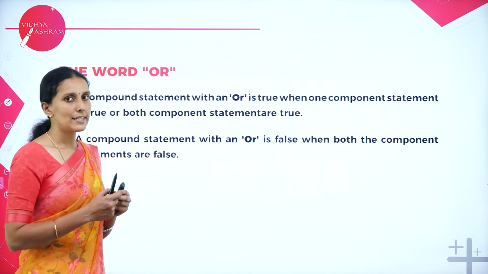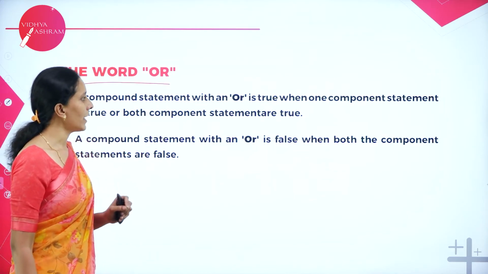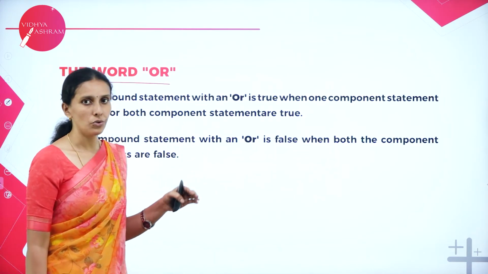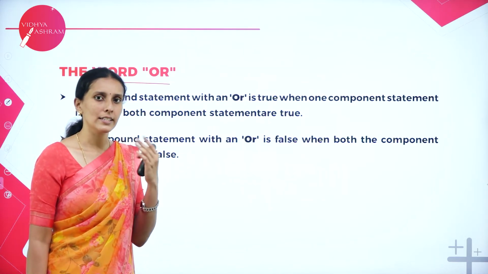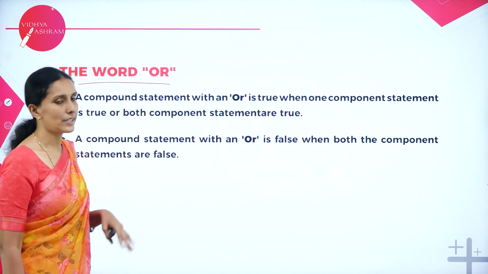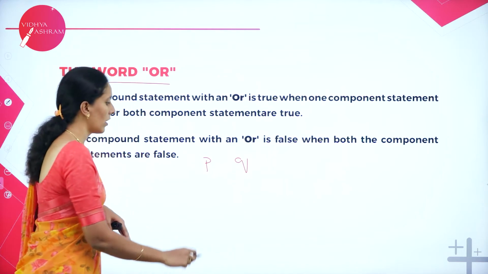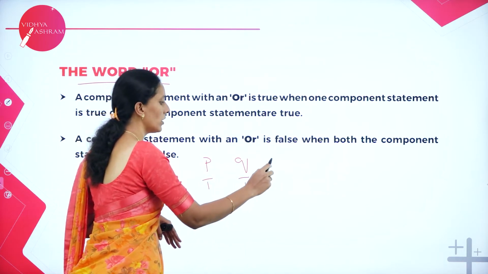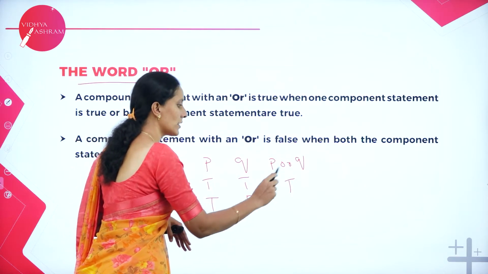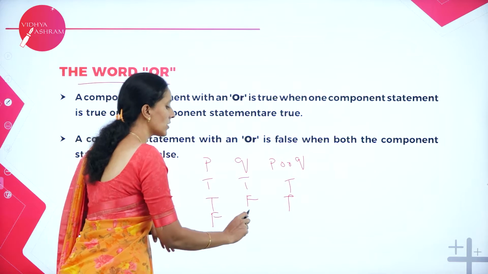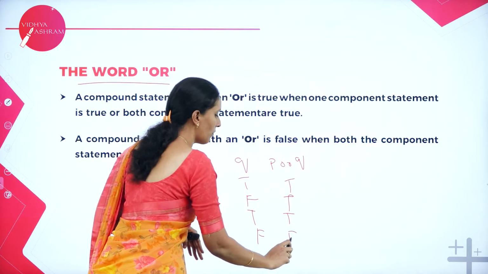Next we have, as in the case of and, the word or. A compound statement containing or is true when any one of the components is true, and in all other cases, it is false. Suppose you have P and Q as two statements. If P is true, Q is true, then P or Q is also true. If P is true, Q is false, it is true. If P is false, Q is true, it is true. And if both are false only, it is false.